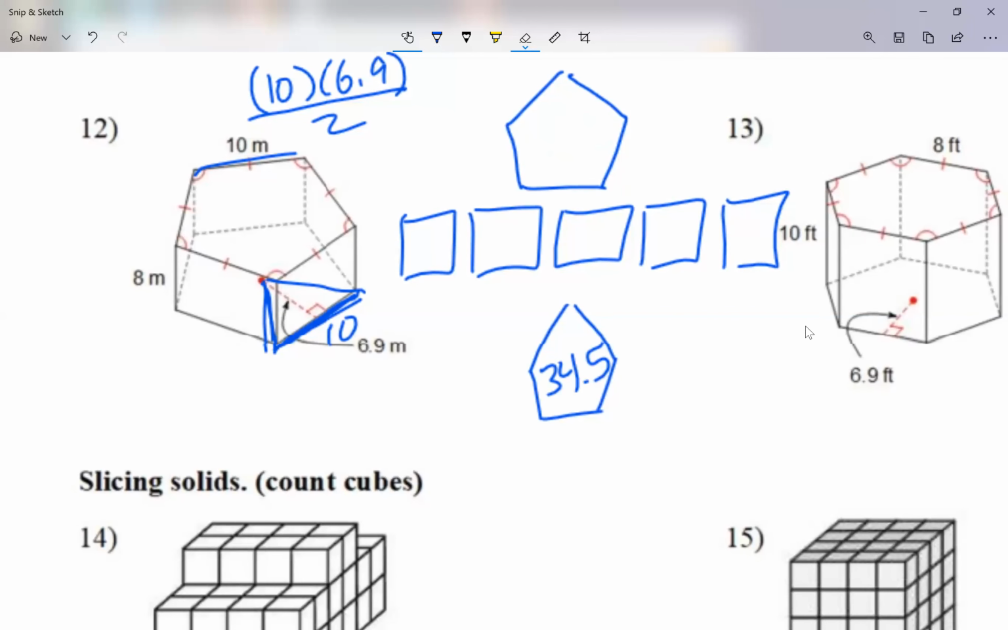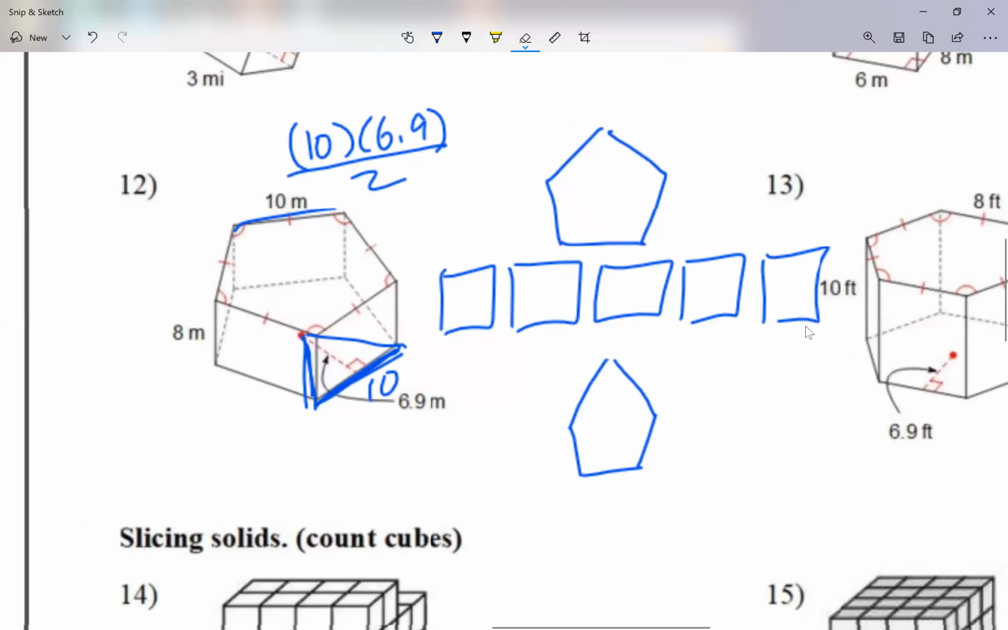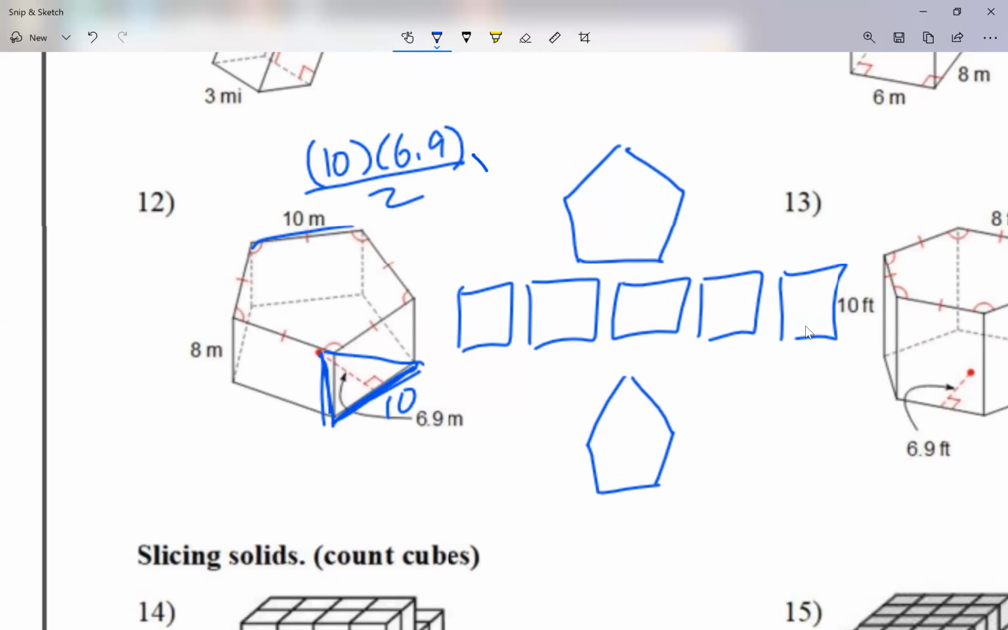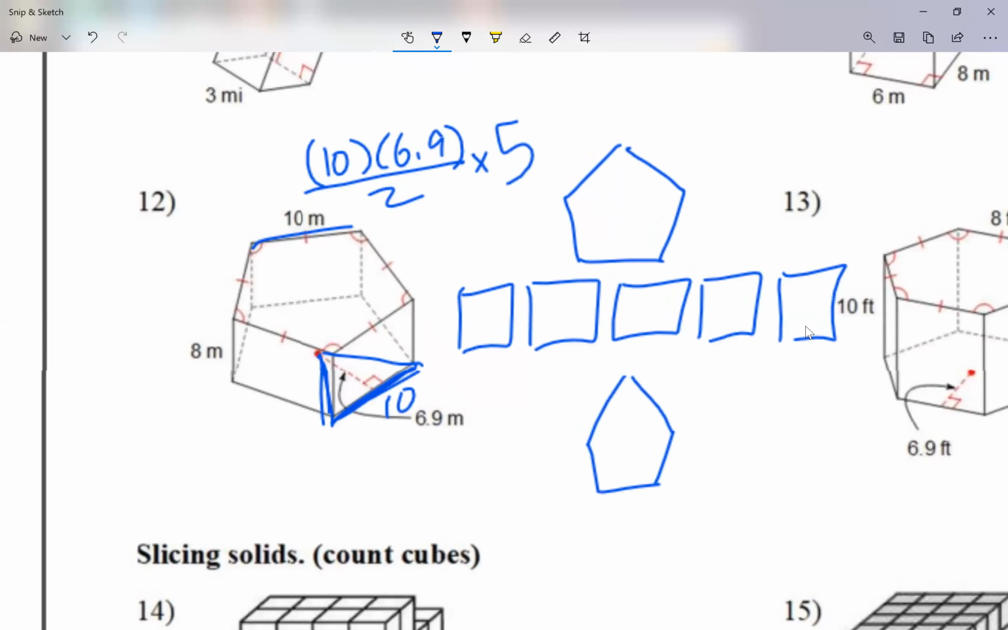Okay, one thing I forgot. That's just one triangle, not the whole pentagon. So 34.5, I'm going to multiply this by 5. Do you know why I'm multiplying this by 5? Where does the 5 come from? It is the amount of sides of my pentagon. So if my figure has 6 sides, then obviously you multiply by 6. In this case, 34.5 times 5. So I get that each of my bases is 172.5.